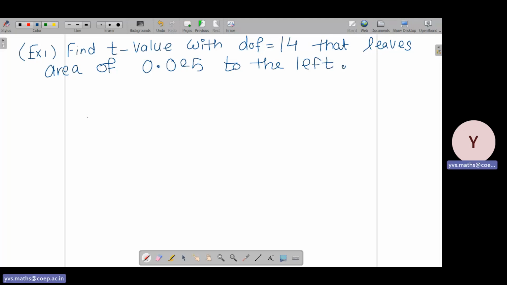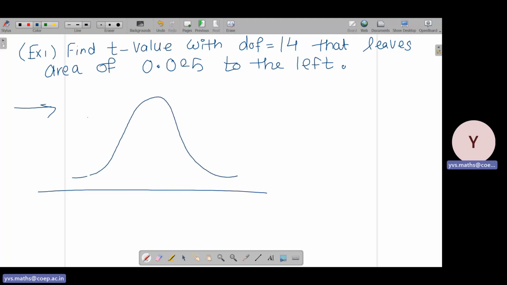Okay, so this is my question. Just now we have seen that the t distribution follows a bell-shaped curve, so it is symmetric with respect to mean 0. Now you have to find the t value that will lie on the horizontal axis of the probability density function, the PDF of t. Now the question is to find that t value that leaves 0.025 area to the left side.